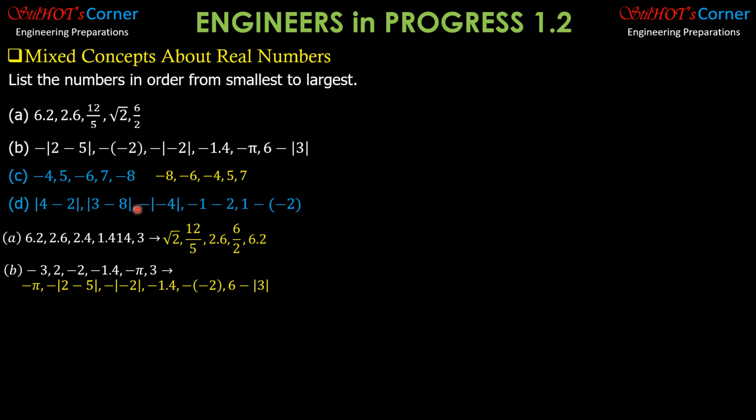And for your part, this one should be negative 8, negative 6, negative 4, 5, 7. For this one, the first should be negative 4. Second is negative 1 minus negative 2, which is negative 3. Third is absolute value of 4 minus 2, because this is positive 2. Then fourth is 1 minus negative 2, because this is 3. And the last is absolute value of 3 minus 8, because this is positive 5. So that's for your part.